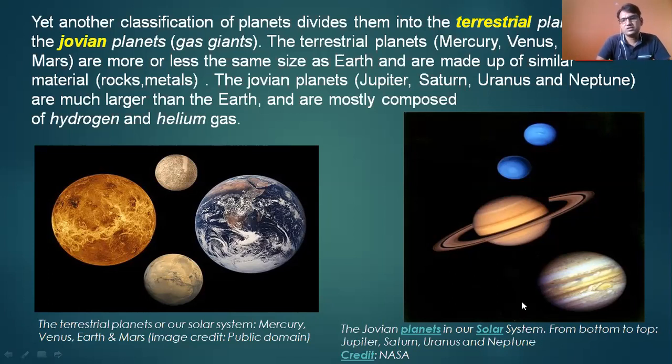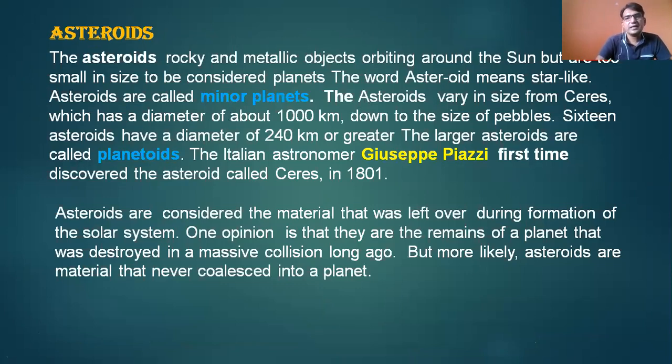Jovian planets in the solar system, where we have Jupiter, Saturn, Uranus, and Neptune. So these are based on the different gases, meaning the gas is dominant here. There's another phenomenon I told you.